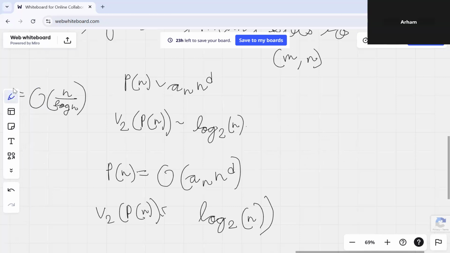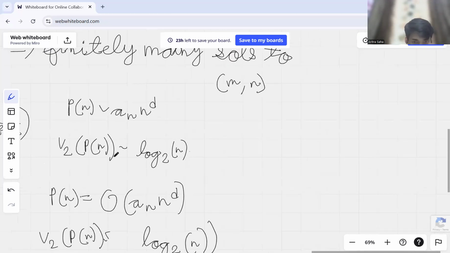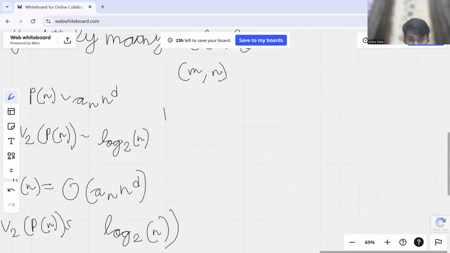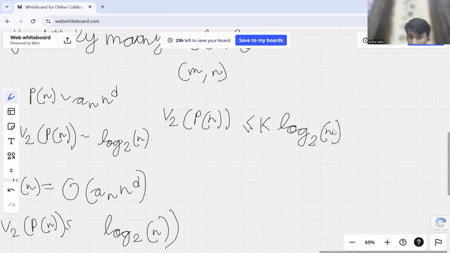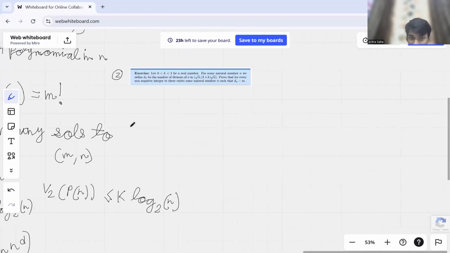Okay, it makes sense. So V2 will be bounded by log 2n. It can't have V2 of n more than that. It will be bounded by log 2n, some product into log 2n. So we can say that V2 of Pn is less than or equal to k log 2n. Is this clear, everybody?